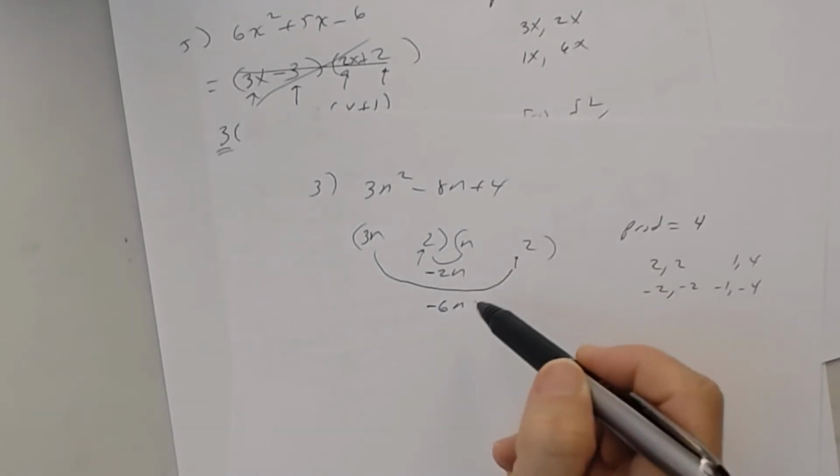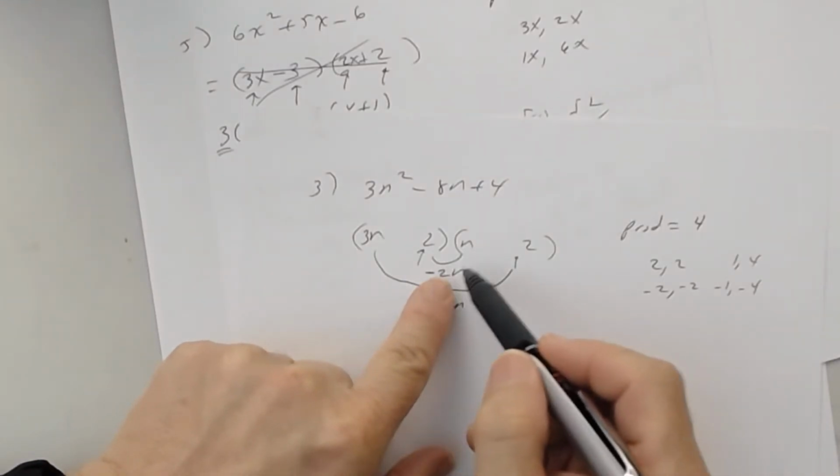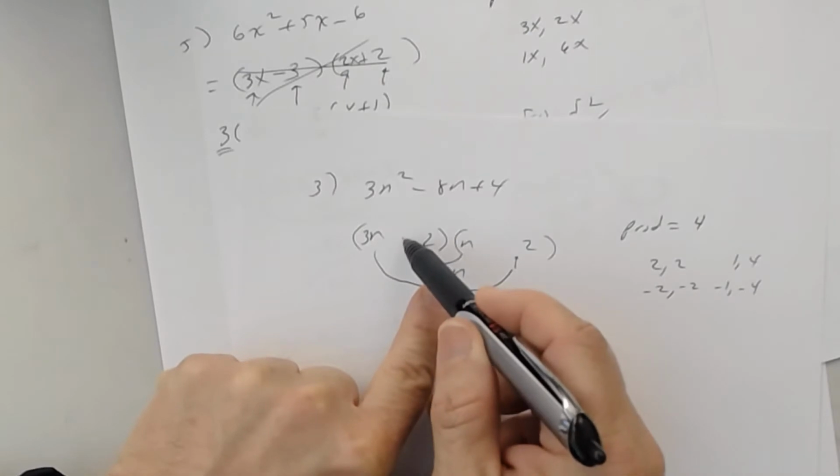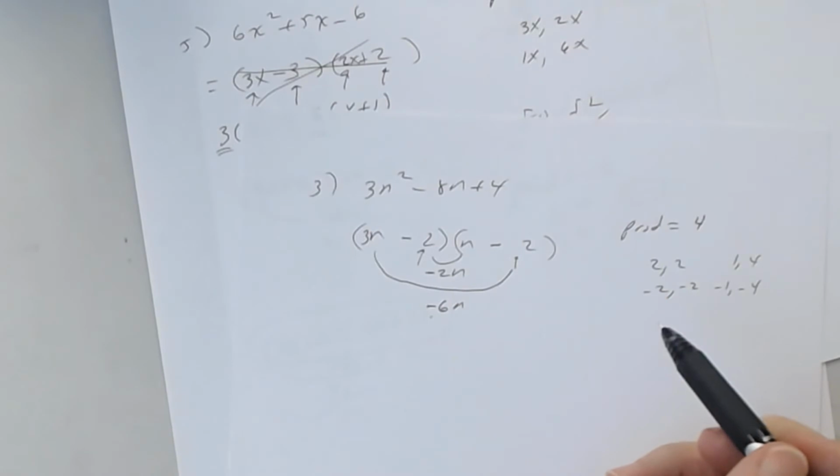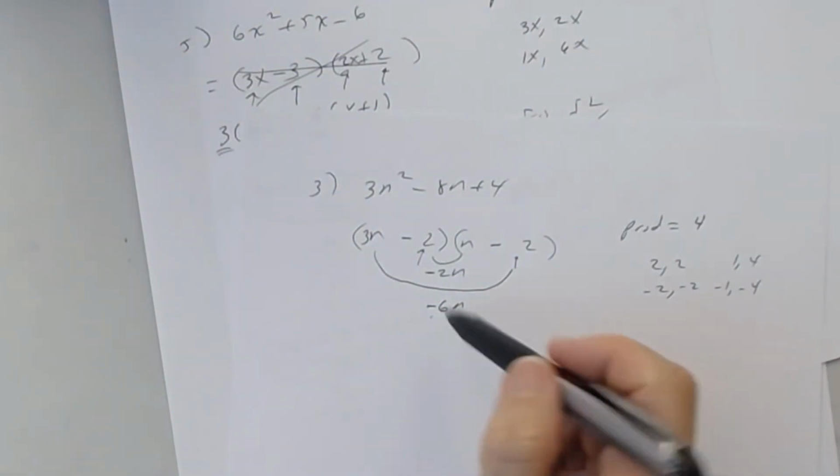Negative. All right, now think about this. In order for the negative 2n to be negative, then this has to be what? Negative. In order for the outer to be negative, then this has to be what? Negative. That's one way of dealing with it.